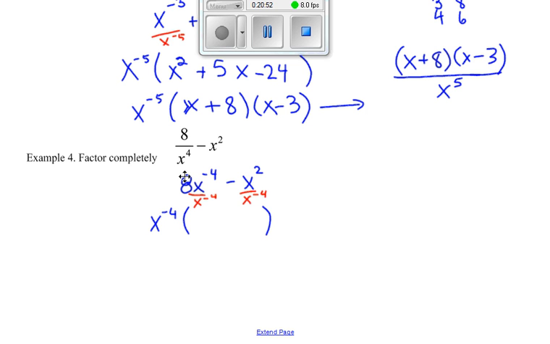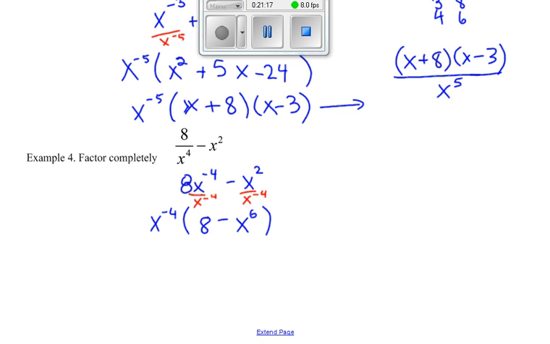That gives us the x to the negative 4s gone, just 8 minus 2 minus a negative 4, 2 plus 4, so positive 6. Now that is a perfect cube. 8 and x to the 6, this can be divided by 3, and 8 is a perfect cube, right? You need to know your perfect cubes.